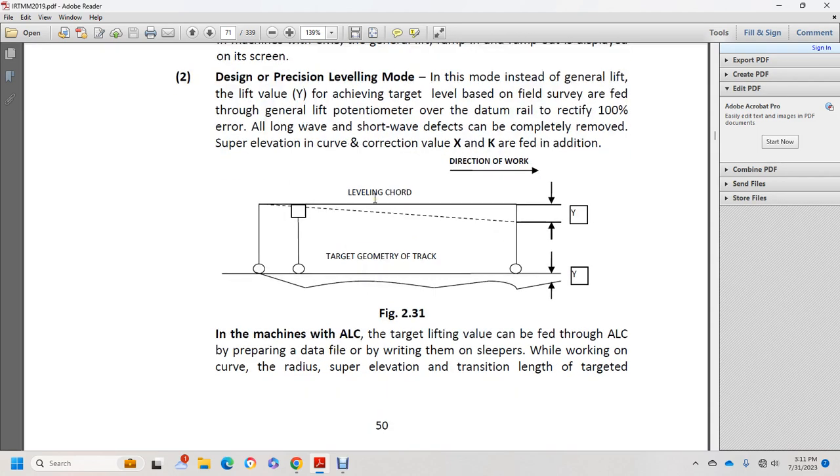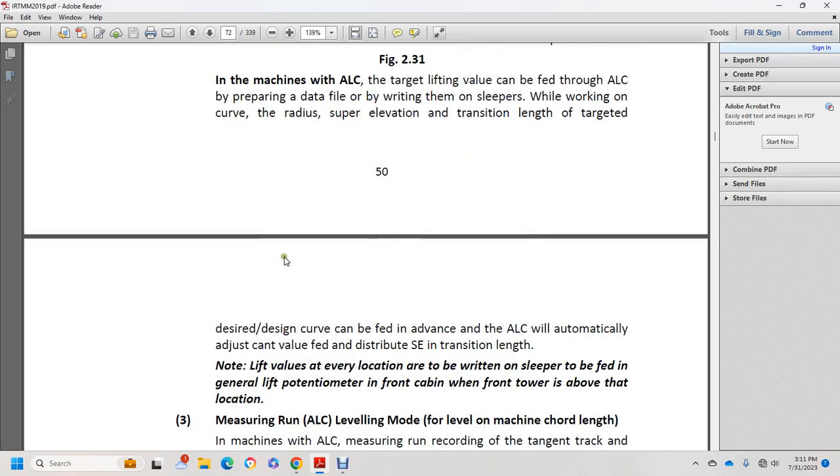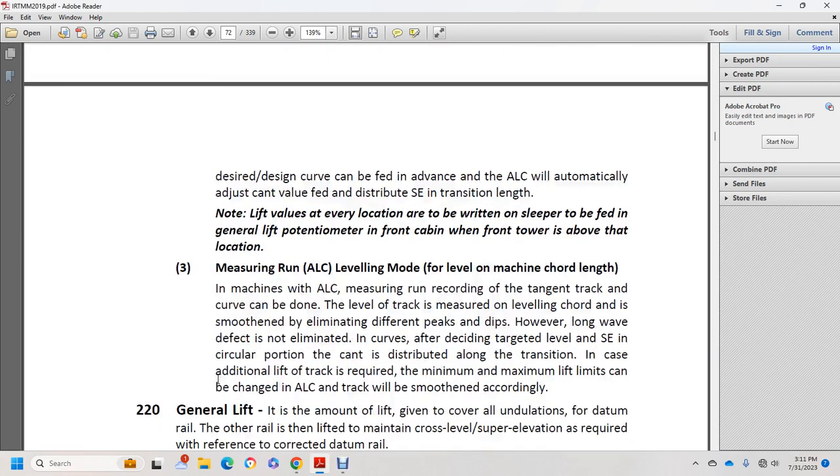And the machine's automatic computer system takes the target lifting value with the automatic computers, preparing the data file with the writing of the sleeper while working on the curve of the radius for the super elevation transition length of the targeted design curve, which can be evidence for the automatic computer system to automatically adjust, and can be fed through the S and E transition length. The lift values for every location written on the sleeper are to be fed with the general lift parameter for the front cab and the front tower above the location.